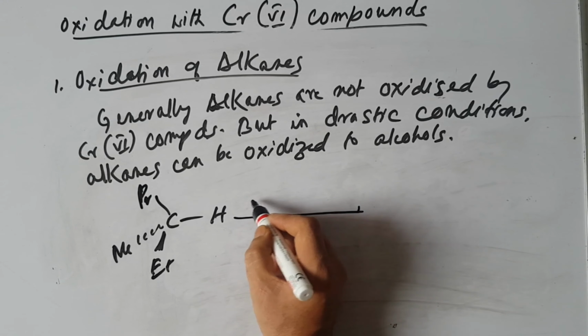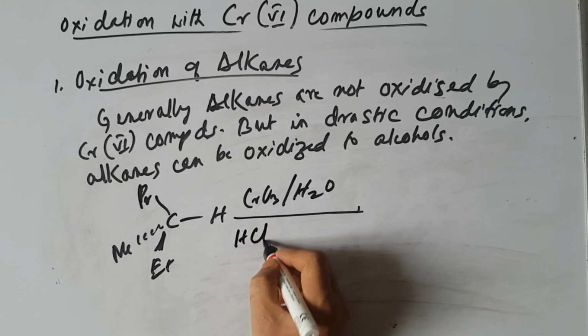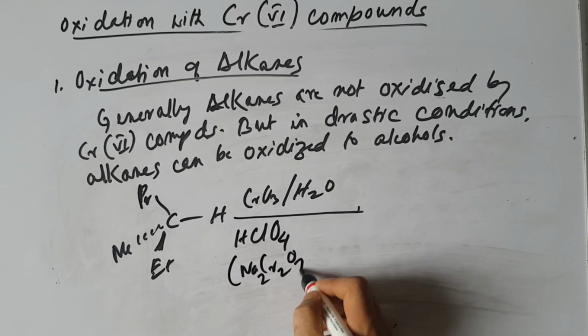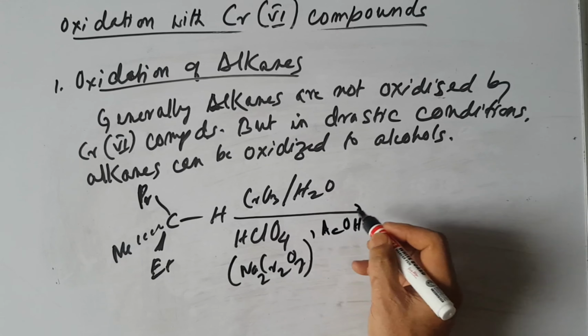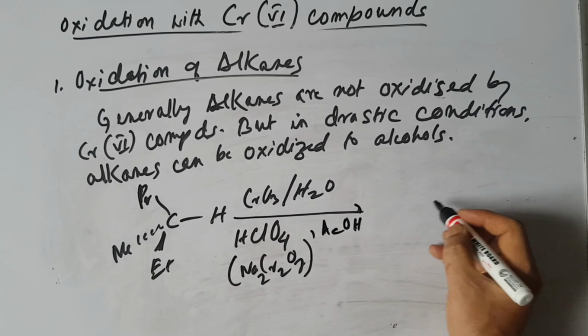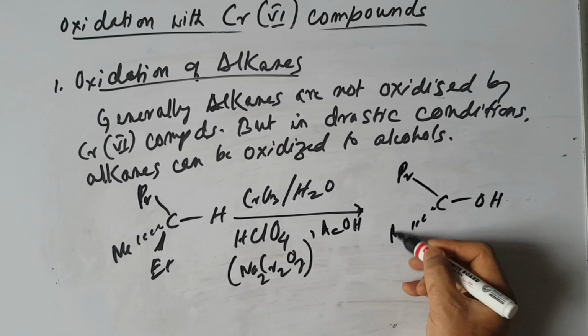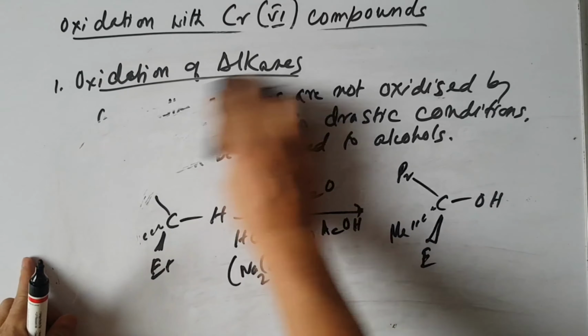In presence of sodium dichromate or chromium trioxide in water, as chromic acid, you can use perchlorate. You can use chromium trioxide or sodium dichromate, Na2Cr2O7, in water and some perchloric acid, in the presence of acetic acid in acidic conditions. So this CH can be oxidized to COH. Retention of configuration takes place with the propyl group, methyl group, and ethyl group. I'm repeating again: generally alkanes are not oxidized, but in drastic conditions they can be oxidized to alcohols.